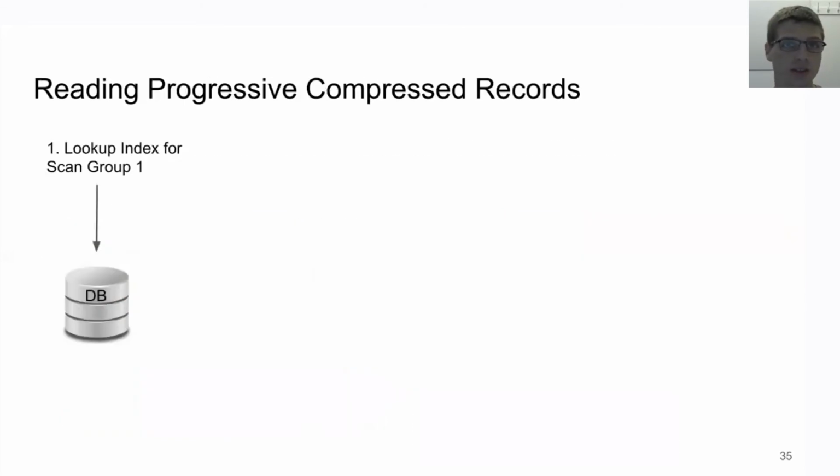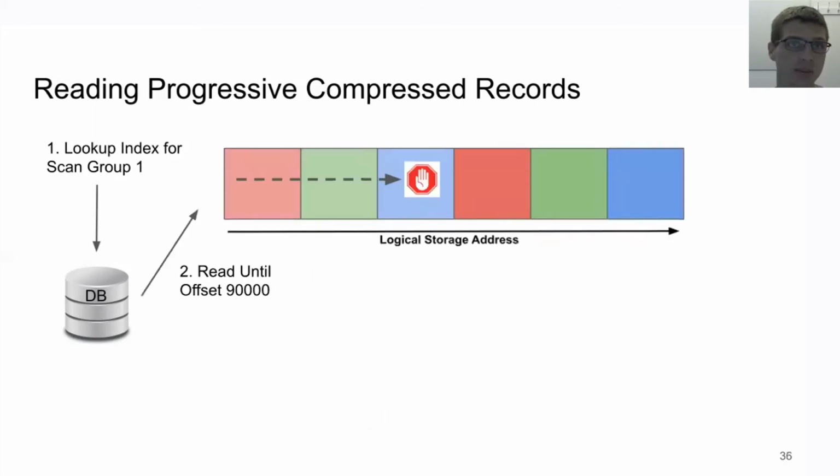To read the progressive compressed records, we have to undo the grouping that was done previously. We start by choosing a group to read, such as scan group 1, and we look up the index for the scan group in the database. The database tells us to read the file until offset 90,000 and then stop, which saves bandwidth as we avoid reading unnecessary bytes. This gives us all the scan 1 images in the record.